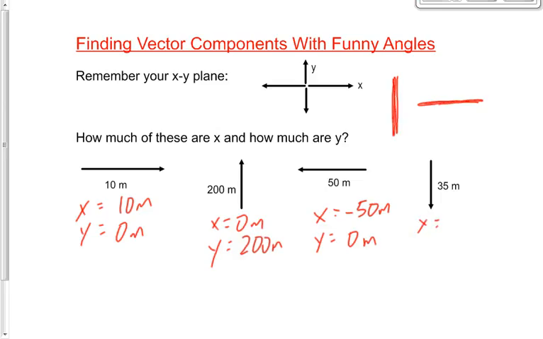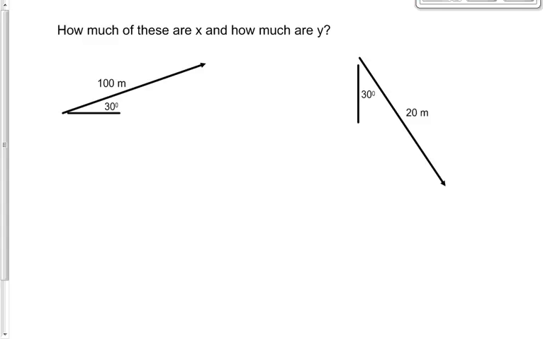How much of the 35 is X? 0. How much of the 35 is Y? Good. Good. Nothing new there yet. We don't have any funny angles. What do I mean by a funny angle? I mean something like this. How much of that 100 meters is X? How much of that 100 meters is Y? How much of that 20 meters is X? How much of that 20 meters is Y?